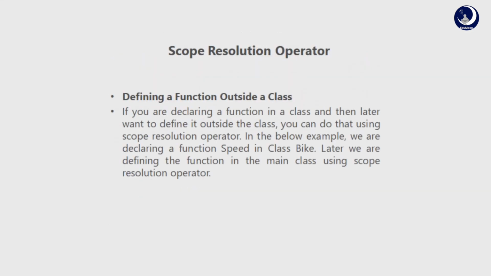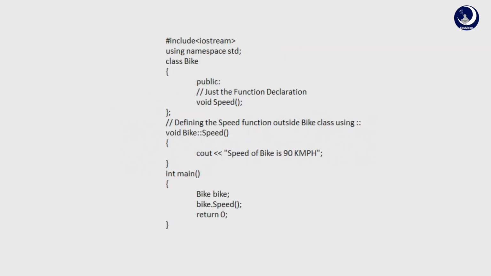The scope resolution operator is used to define a method outside the class. If you are declaring a function in a class and later want to define it outside the class, you can do it using the scope resolution operator. In the example, we are declaring a function speed in class Bike. Later we are defining the function outside the class using the scope resolution operator. We'll have a look at it.